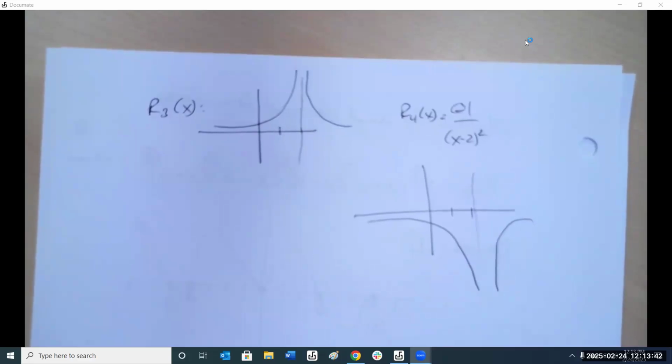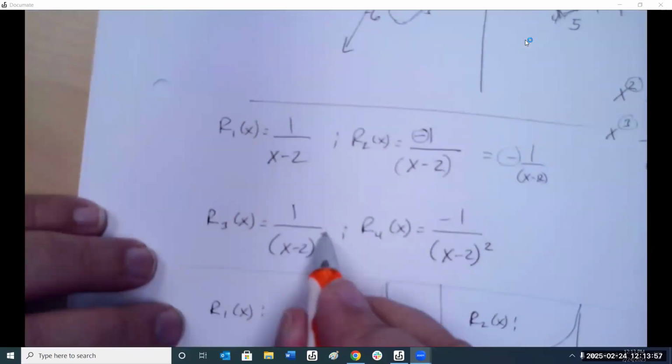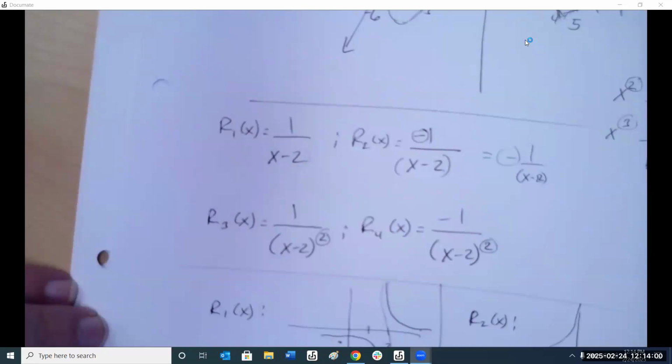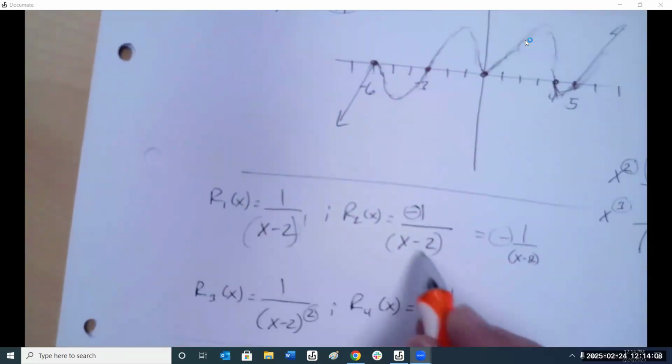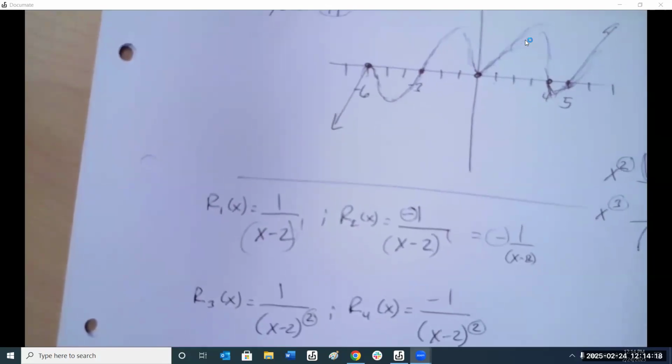So what did the multiplicities do for our graphs? It either makes them go the same direction or not. If the degree is even for a vertical asymptote, it goes the same direction. If it's odd, it goes opposite directions. So that's what the multiplicity tells us with respect to our degrees.